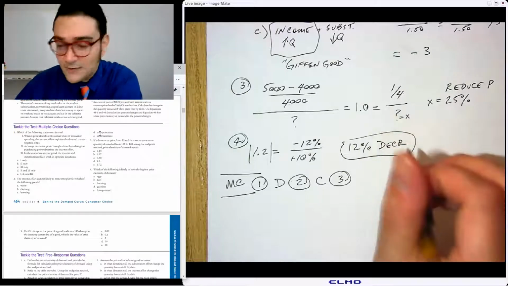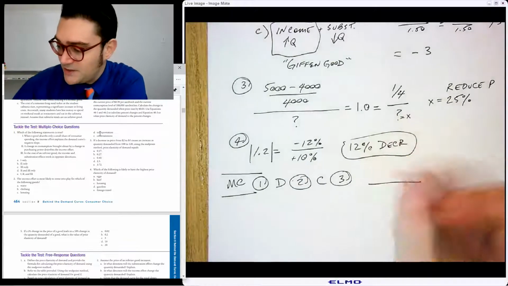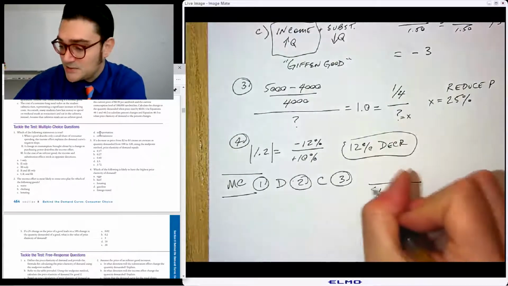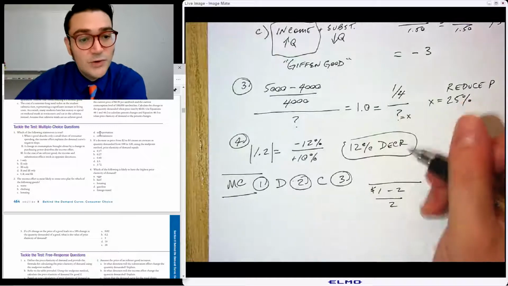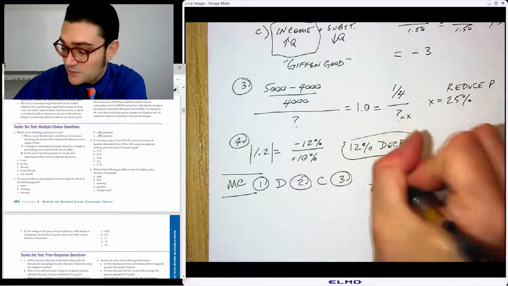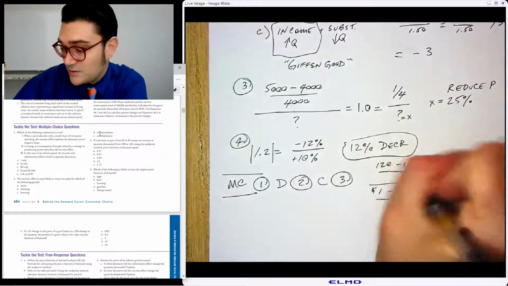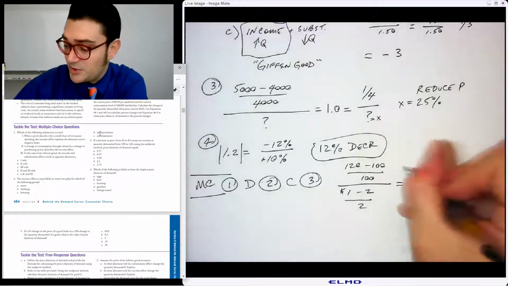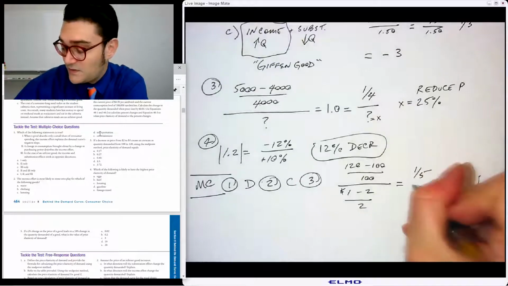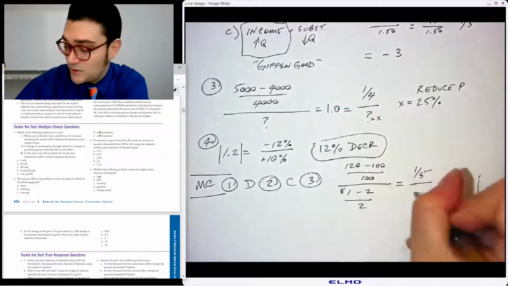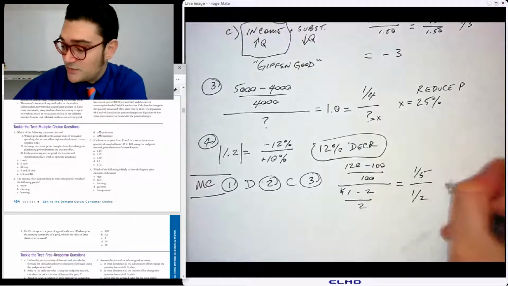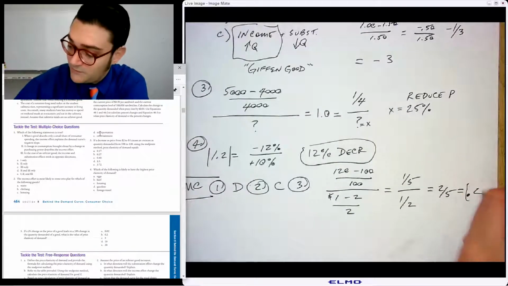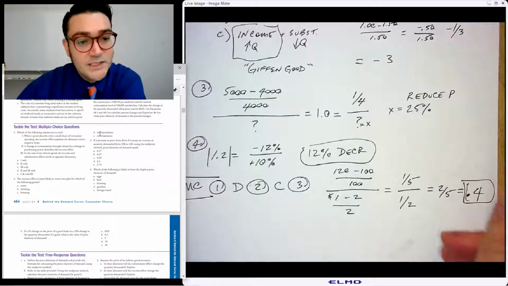I'll just write all of these out for you. That way we can see 1 minus 2 over 2. And these are the dollars because they go in the denominator. And then we're going from 100 to 120. So 120 minus 100 over 100. And you can see here that this is going to end up being 1/5. And this one's going to be 1/2. And so this is equal to 2/5, which is 0.4, which is C.